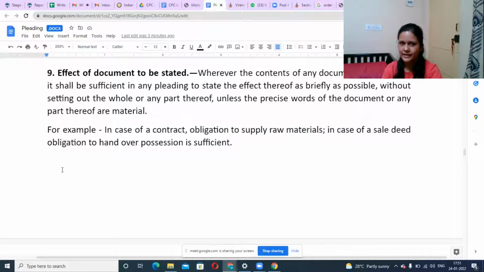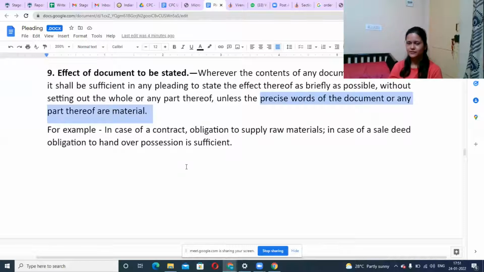In the same way, if we are saying that there is a sale deed and there is an obligation to hand over possession under the sale deed, it's enough that we mention that there was this sale deed which was executed and the person has not given possession of the property. Based on the sale deed, one part is still not being performed. Just mentioning that is enough. We don't need to mention or provide all the other materials that we have with regard to this sale agreement. Those things we may produce at a later stage, but ideally those are not needed unless and until the precise words of the document or any part is material.